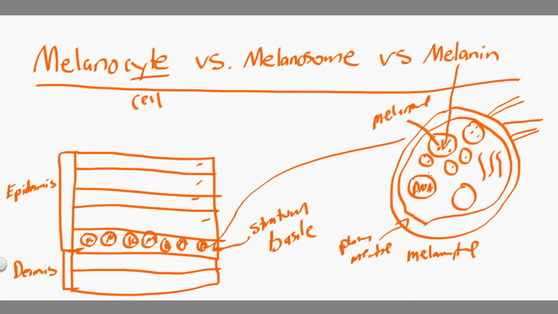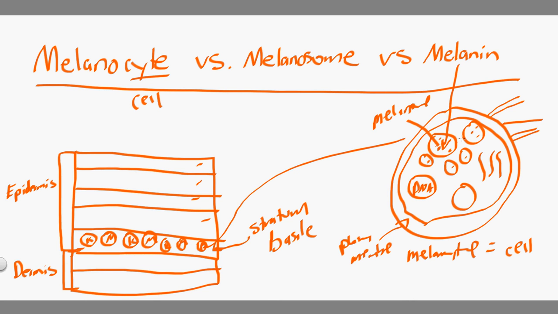So what is the difference here? The melanocyte is the cell, and the melanosome is the compartment for the melanin. So the melanin is not just floating around in here like in little drops. The melanin is all trapped inside these little FedEx packages, you can say, of melanosomes. So the melanosomes are the guys who are carrying around melanin.